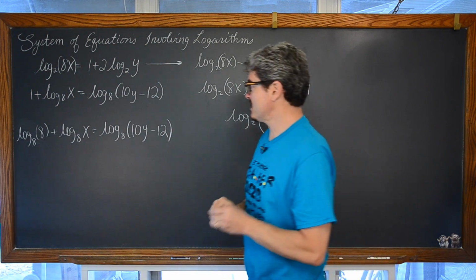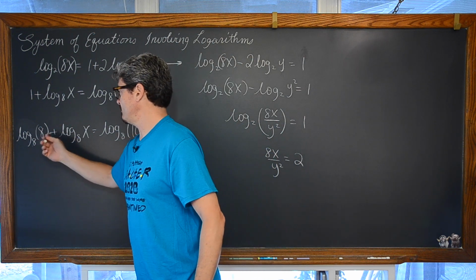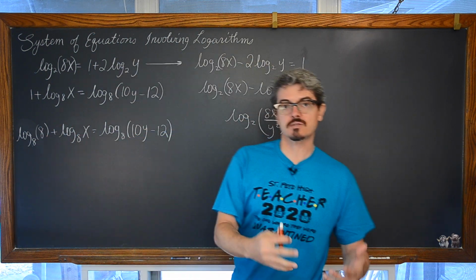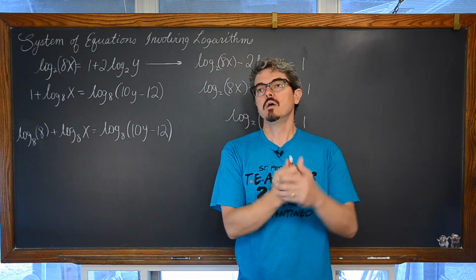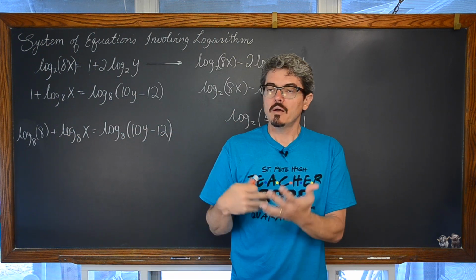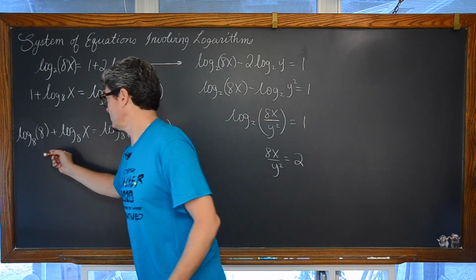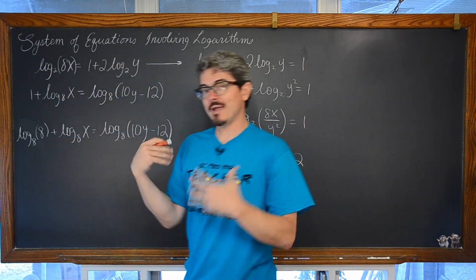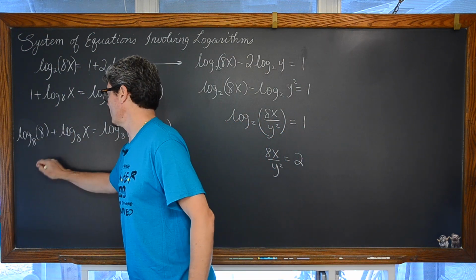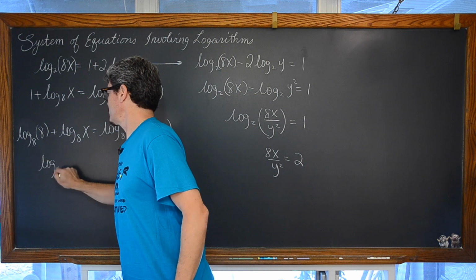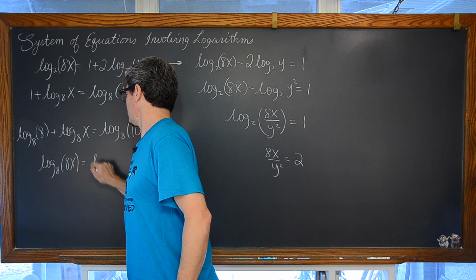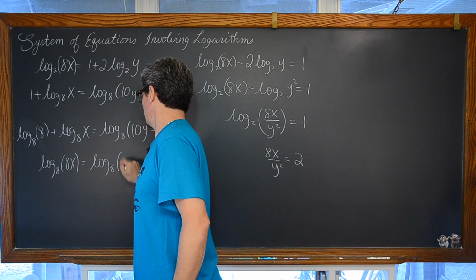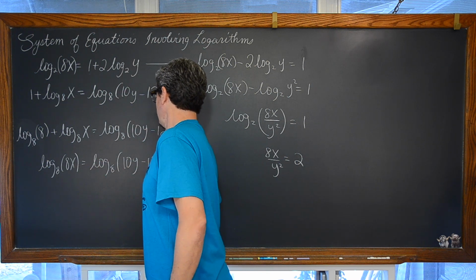Now when we look at this, we can say, well, here we have log base 8 of 8 plus log base 8 of x. We have a sum of logarithms. Logarithms give us exponents. When do you add exponents? You add exponents when you multiply like bases. And our like base is the base 8 of our logarithm. So we have log base 8 of 8x is equal to log base 8 of 10y minus 12.